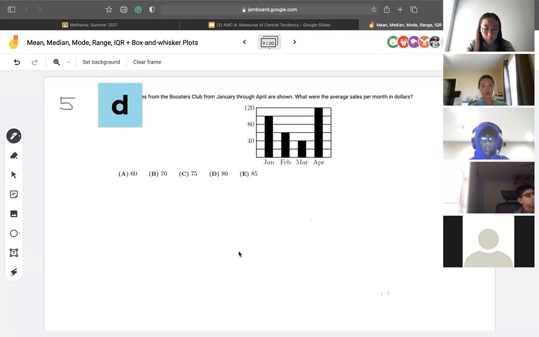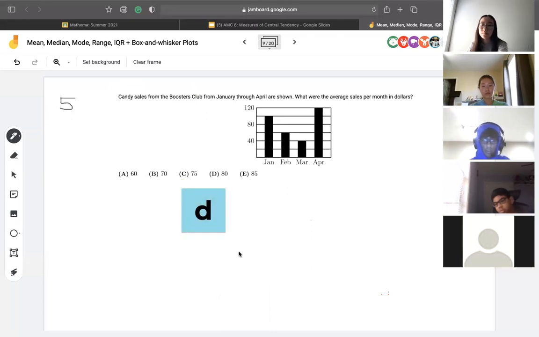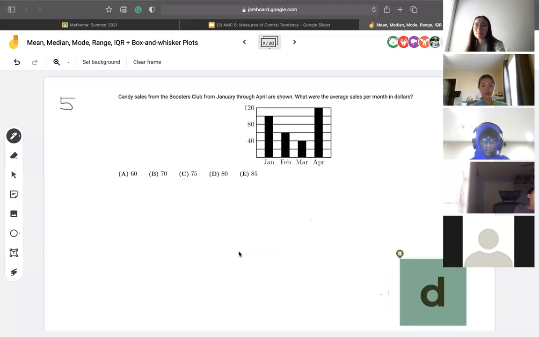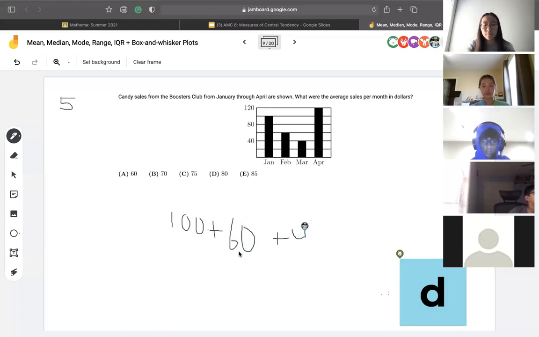So basically, it's just asking for the mean, or the average sales per month, and that's just going to be the sum of all of the values given by the bar graph. So January they sold 100, so that's 100 plus February they sold, I think, 60, and then in March they sold 40, and in April they sold 120, and then you divide this by 4.